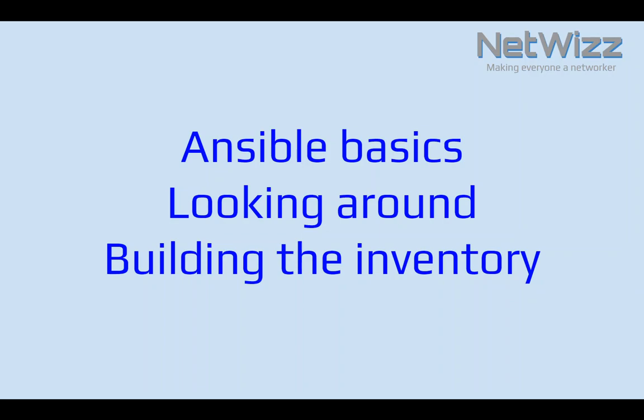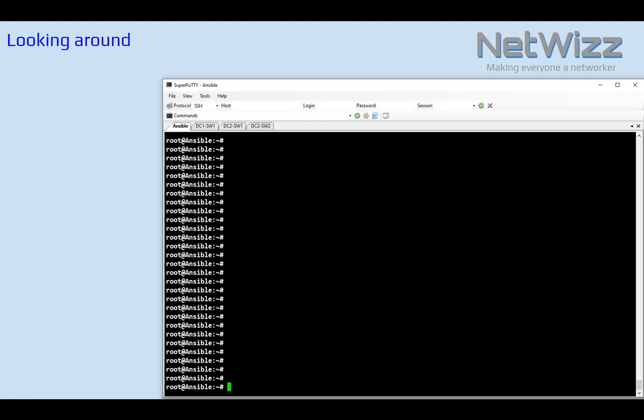In this video we are continuing to look at the Ansible basics, and the first thing I normally like to do is just poke around the new product, and then we are going to look at building the inventory. Now, poking around sometimes can be very useful. So here what we've got is our Ansible shell. This is a normal Unix shell of a container with Ansible installed on it.